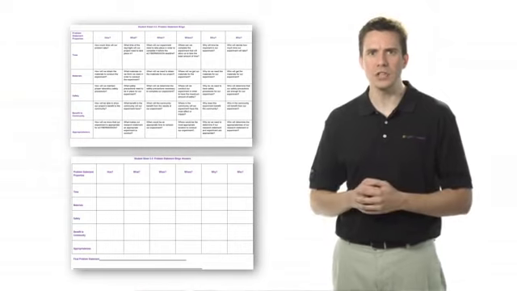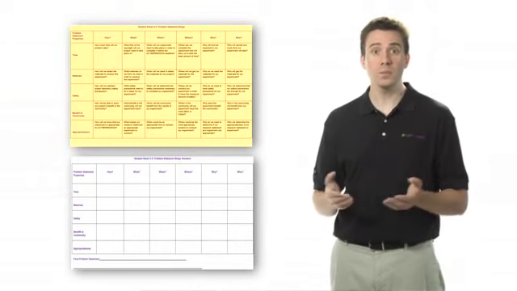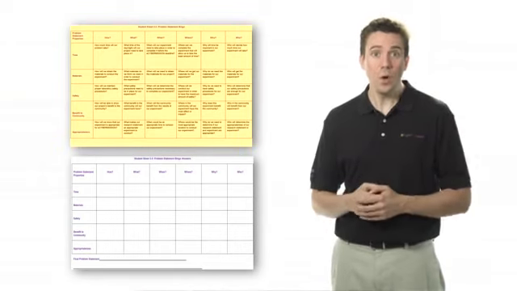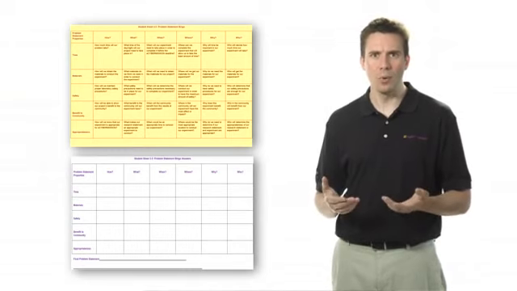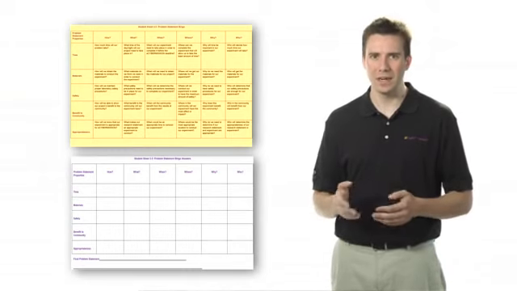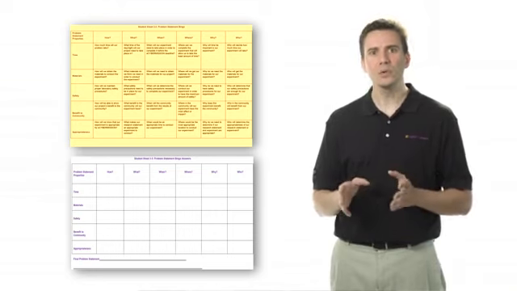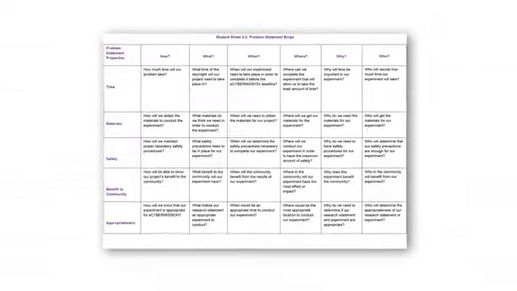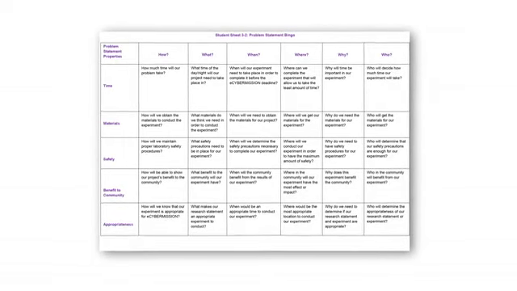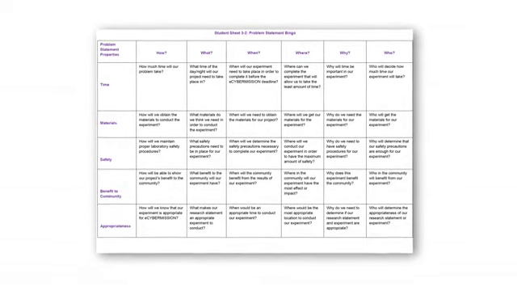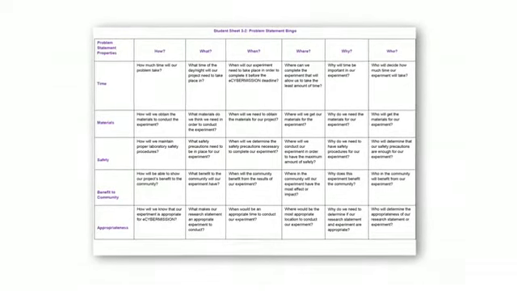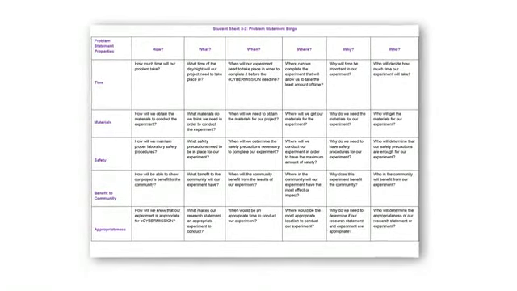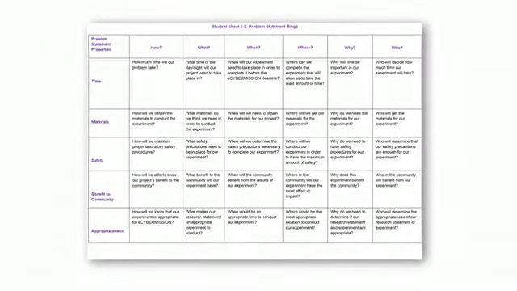So take a look at sheet 3-2. This is problem statement bingo. We call it that because it looks like a bingo board, but you'll be doing more than just making a straight line here. You're going to go through these questions and answer them for your problem statement. There are 30 different questions here. You need to answer 25 of them to test the effectiveness of your problem statement. If you find yourself having trouble answering these questions, feel free to go back and make some changes to your problem statement.